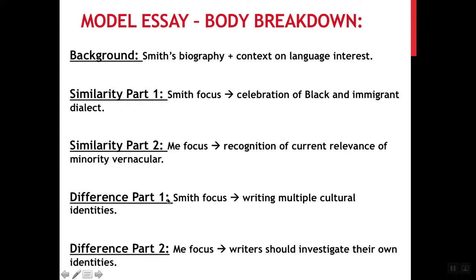And then the same thing happens for difference, right? Except things are a little bit more complicated because we're not looking at a connection, we're looking at what distinguishes her and me. So when I look at the difference for the first part, I'm focused on Smith and I'm talking about her writing of multiple cultural identities. So as we talked about in class before, she's not only writing herself, she's writing about Jamaicans, which is a part of her identity, and British, but she's also writing about Indians, and she's also writing about Irish people, and she's also writing about Pakistani people. And so there's a lot of variety.